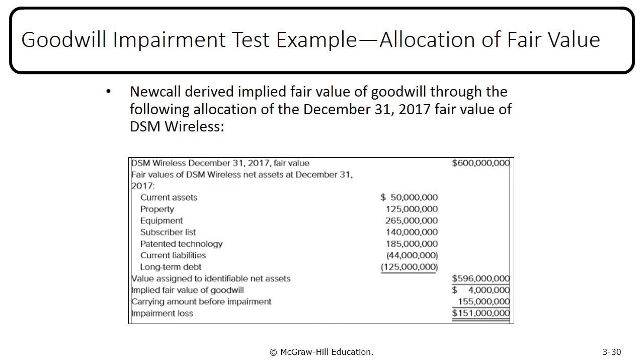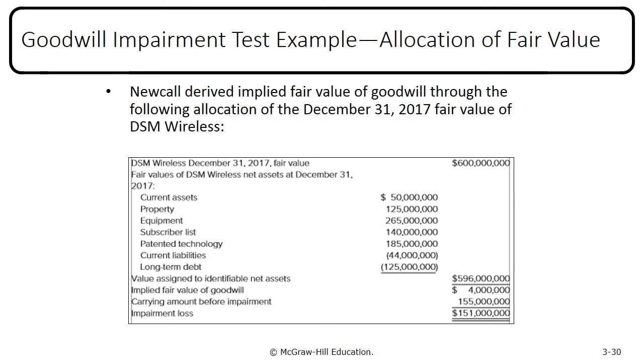Okay. So New Call has to calculate an implied fair value of goodwill. How did they do this? Well, we first look to see what's the fair value of DSM wireless. So what would it sell for? What would a smart buyer pay for it? What's the fair value then of the net assets of the company except their goodwill?